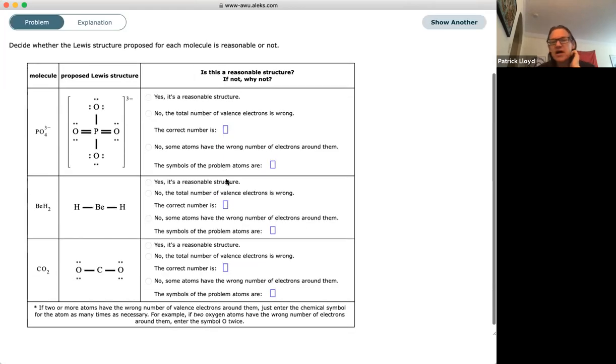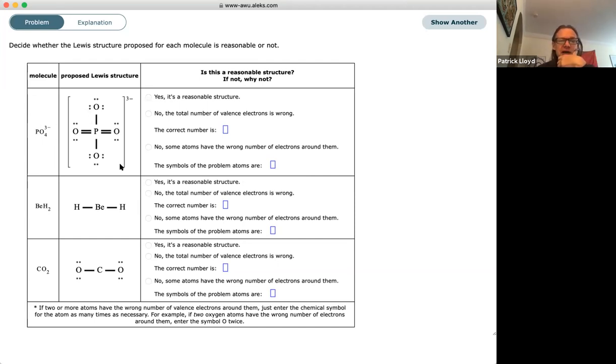Okay, so here's our phosphate ion. Now it's an ion, right? Remember, when it's an ion, you got to either add or subtract electrons. This is negative, so you add the electrons. Phosphorus is in group 5A. Oxygen is in group 6A. So 5 plus 3 first, because that's easy. 5 plus 3 is 8. And then you got 4 times 6. So 24 plus 8 is 32. So we should have 32 electrons.